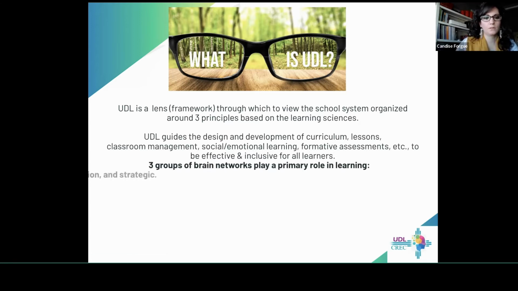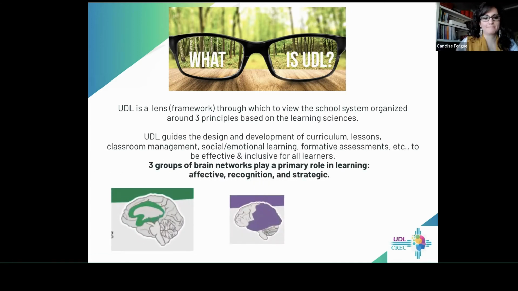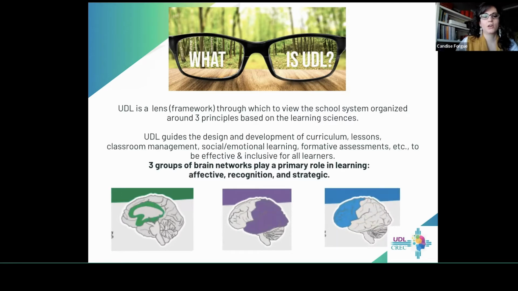So let me let the slide catch up to me. There's our colors. Okay, so if you notice that green brain, it depicts the engagement area. It's the affective network. The purple area is the representation, it connects to the representation for all of us as humans, and it's the recognition network. And then the blue one connects to the action and expression areas of us and how we connect to things and how we express ourselves and how we show what we've learned. And that is the strategic network.